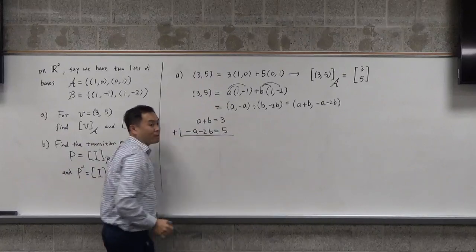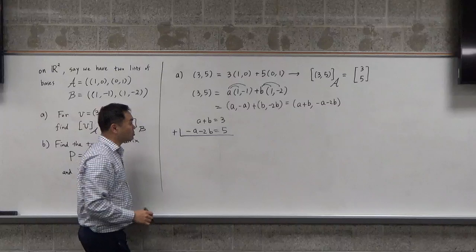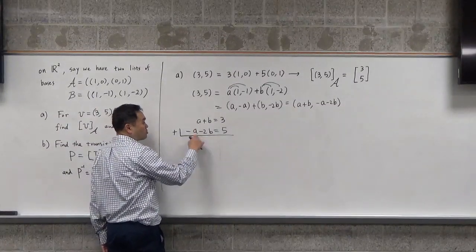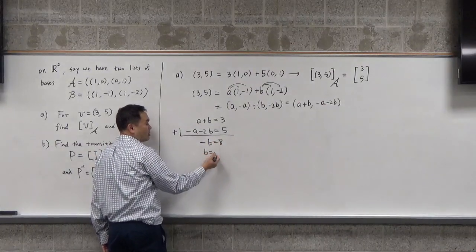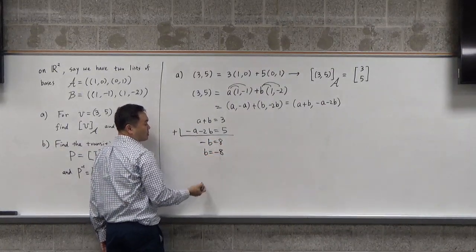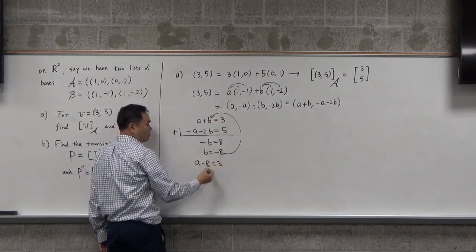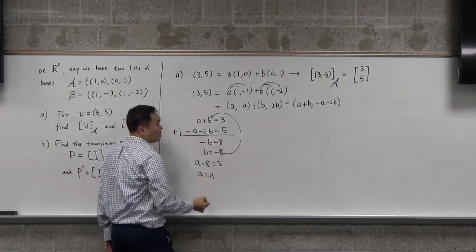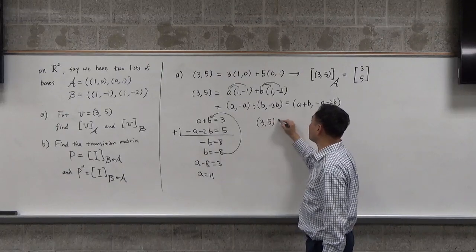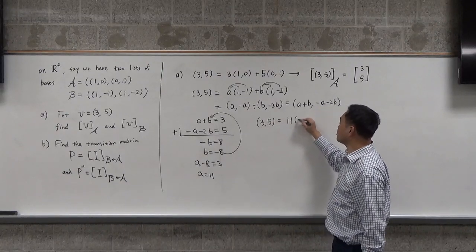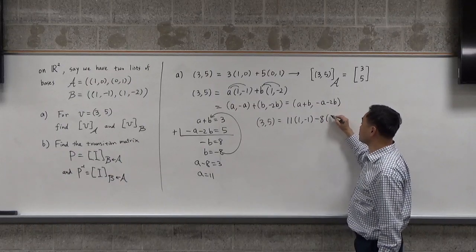Although you can use REF or other ways to solve, since I've made the numbers simple enough, this should not be so hard to calculate. If you simply add, you get -B equals 8, so that B is what? -8. You go back and plug it in here, and you get A minus 8 equals 3, which gives you A equals 11. And therefore, this is saying (3, 5) is now equal to 11 times (1, -1) minus 8 times (1, -2).